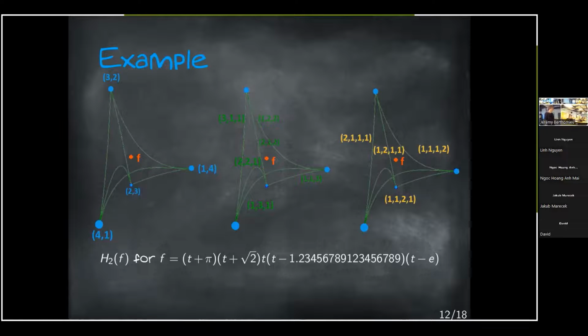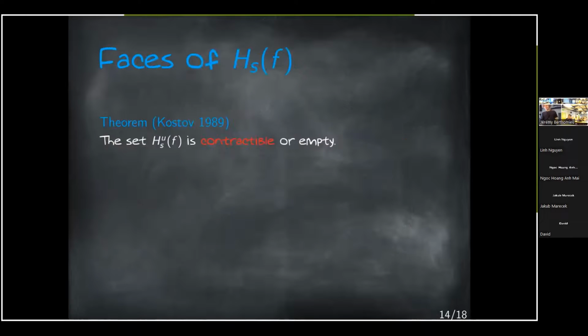This is a good picture to have in mind. Let's see what we can say about these faces in general. Again, we have a theorem by Kostant saying that these faces are either contractible or empty. We didn't have the empty clause when we had the full set, because we started out with the hyperbolic polynomial. In this case, we didn't start off with a hyperbolic polynomial with composition U, so we can have empty sets. And this occurs.